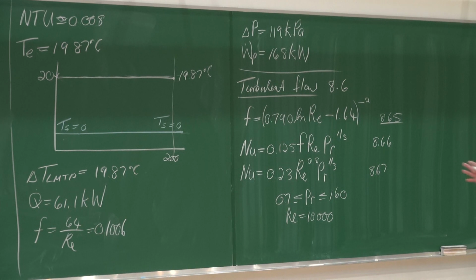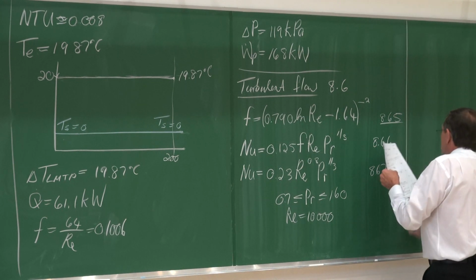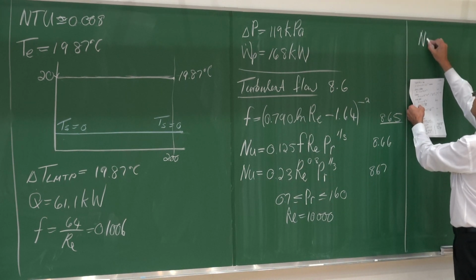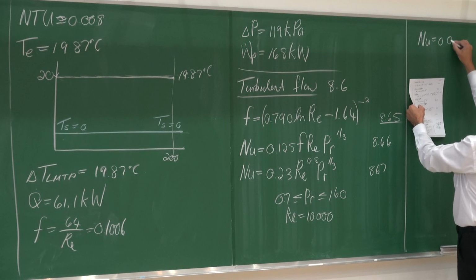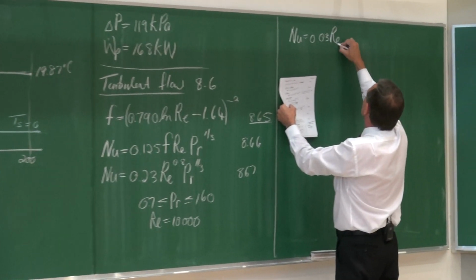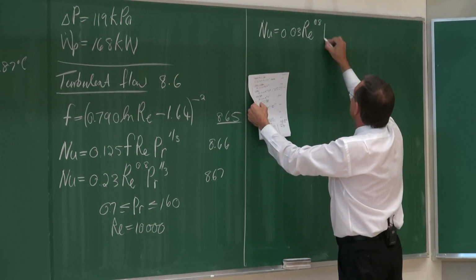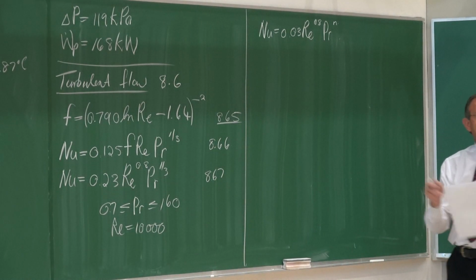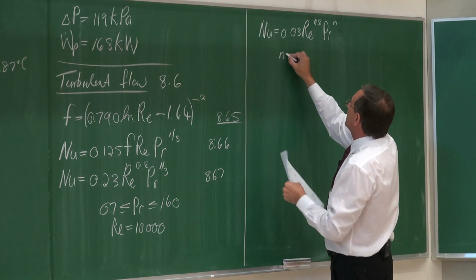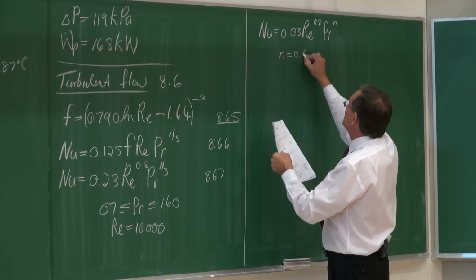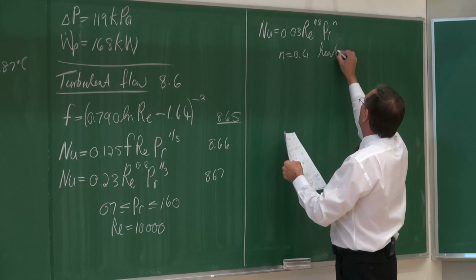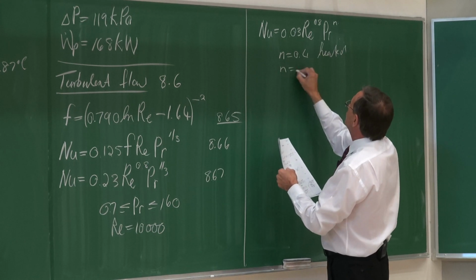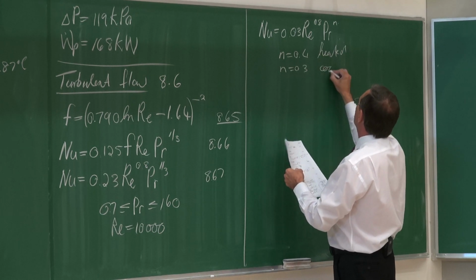Right, and after that follows the Dittus-Boelter equation. The Dittus-Boelter equation is the Nusselt number equal to 0.023, Reynolds to the 0.8, Prandtl to the n. Okay, and what is this n? n is 0.4 where the fluid is being heated, and n is equal to 0.3 where it is being cooled.